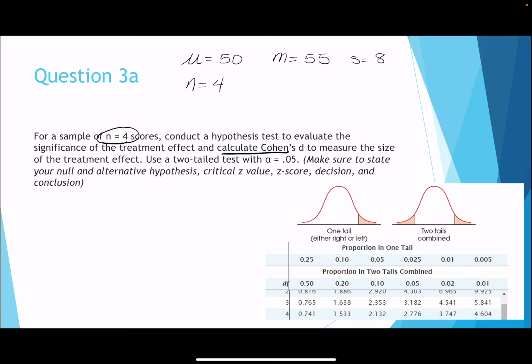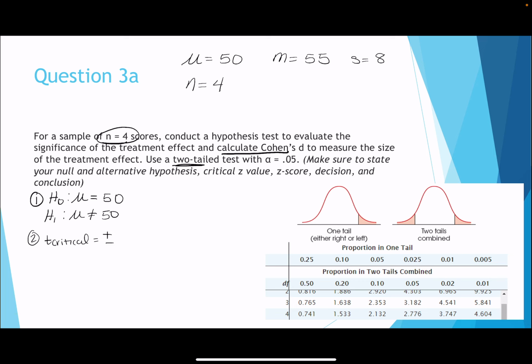So starting off with our hypothesis, we are doing a two-tailed test, so that means our null hypothesis is going to be that mu equals 50, and our alternative hypothesis is going to be that mu does not equal 50. All right, so the next thing we're going to find is our t critical. Since it is a two-tailed test, this is going to be plus or minus.